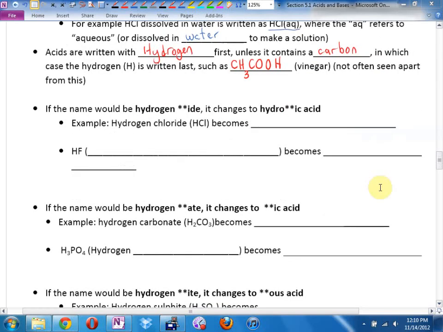I was going to do a big, long song and dance about how we name these things. I talked to Mr. Perugia yesterday, and he actually says for the provincial, you don't need to know the naming process, which is good because it makes no sense. It's purely memorize the stupid names, and I didn't like it.